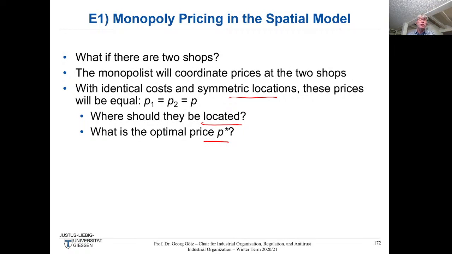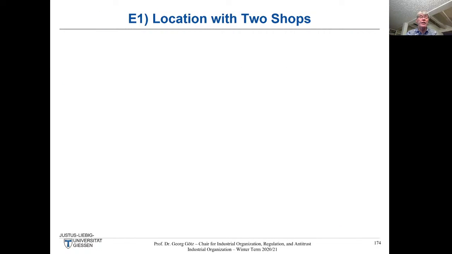Typically, you solve such a problem in a recursive way. That is, you start with given locations, look at what the optimal price is, and then you optimize or look into what the optimal locations are given this pricing rule in the next step, in a sense. Okay, that's what we are looking into right now.